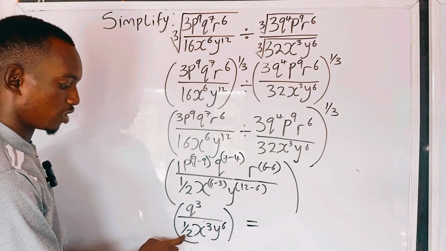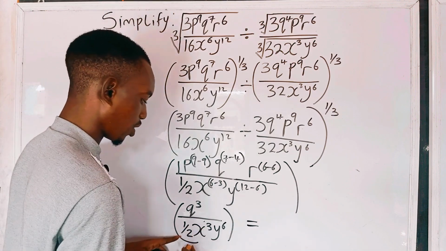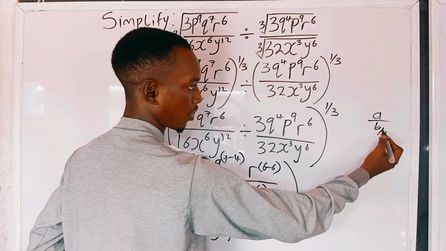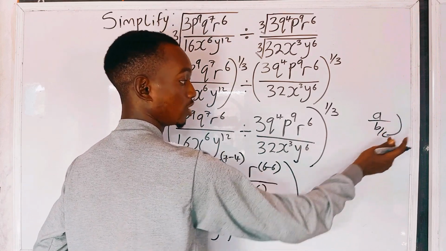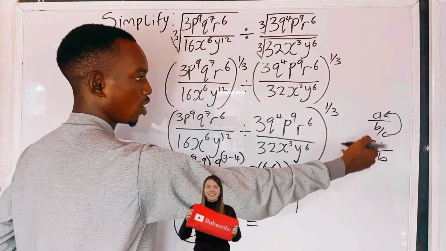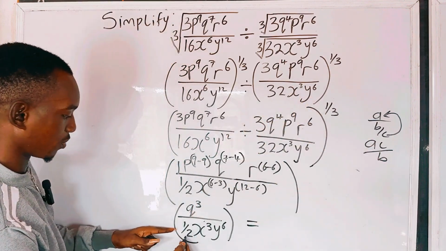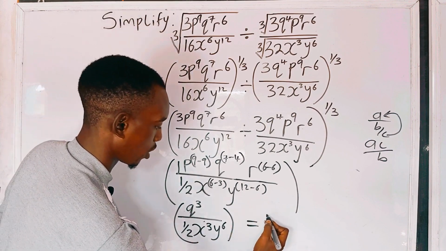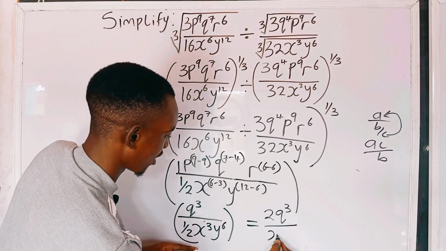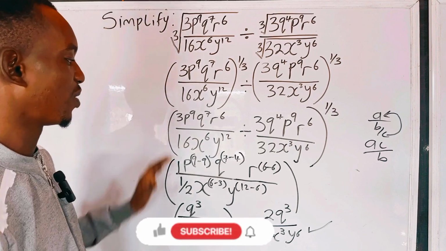We are not done because of this fraction. We don't like this fraction. And don't forget, part of the shortcut I've taught us before: whenever you have a fraction as a denominator, let's say you have a over b over c, this denominator multiplies this numerator, so we have ac over b. That will be the result of this. Instead of going through the long process of inverting, that means 2 multiplies q to the power of 3. So we're going to have 2q cubed all over x to the power of 3, y to the power of 6 as our final answer. Very, very easy and fast.